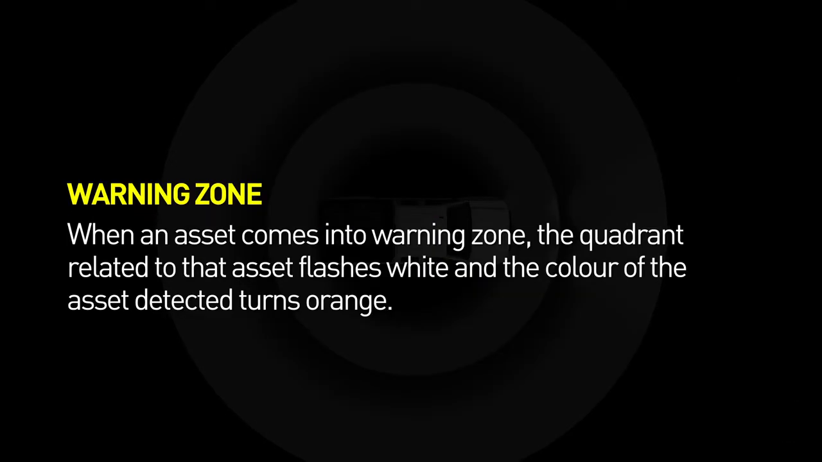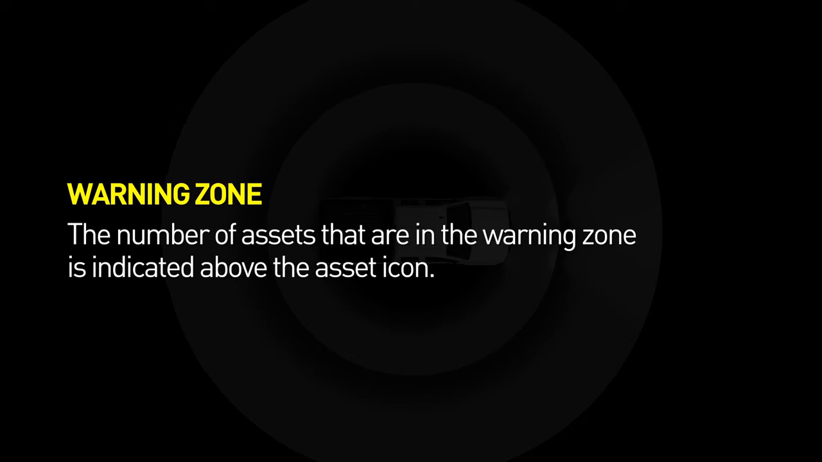When an asset comes into warning zone, the quadrant related to that asset flashes white and the color of the asset detected turns orange. The number of assets that are in the warning zone is indicated above the asset icon.